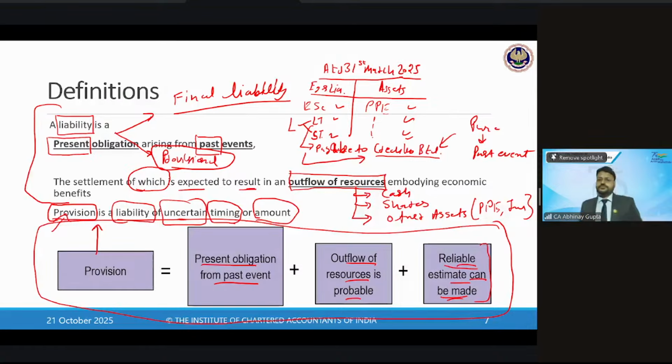What do you think? I don't think it is a provision, because the outflow of resources is not probable, and a reliable estimate cannot be made. So what you are saying is that the provision will not be recorded because the outflow is not probable, or the reliable estimate cannot be made, or both? I think the reliable estimate cannot be made. That's your stand. Okay. Why do you think the reliable estimate cannot be made?